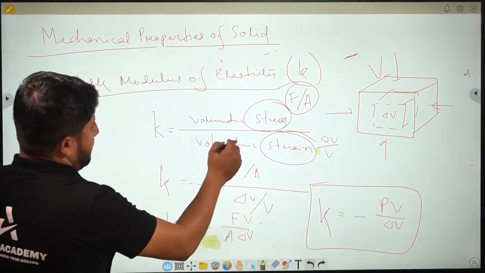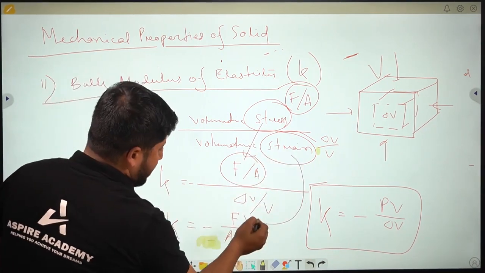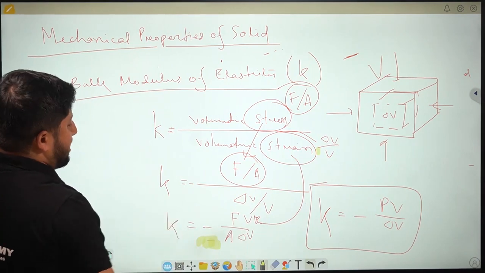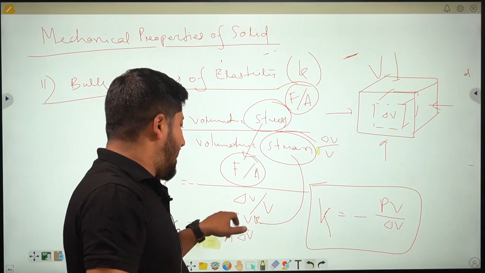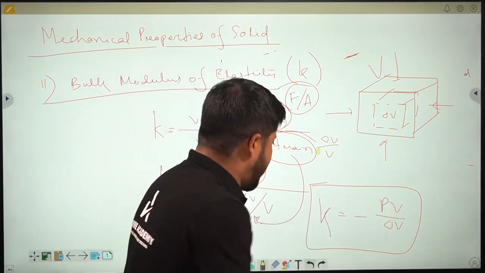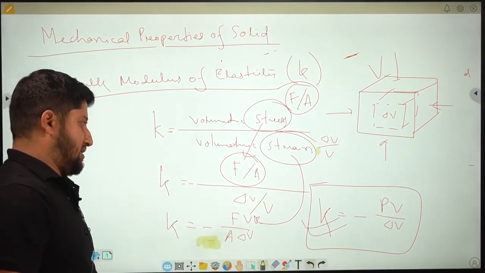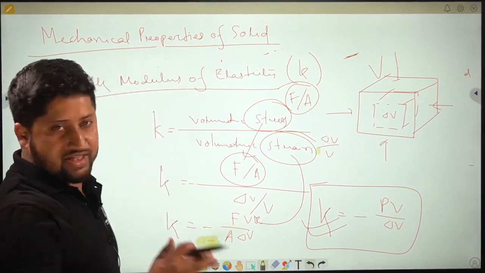So kappa is equal to what? Stress by strain. Stress is equal to what? Force by area. Strain is equal to what? Del V by V. After simplification, kappa is equal to minus FV by A into del V, and F by A is pressure. Pressure into volume divided by del V is called the bulk modulus of elasticity. This is very, very important. So the second topic, bulk modulus, is over.